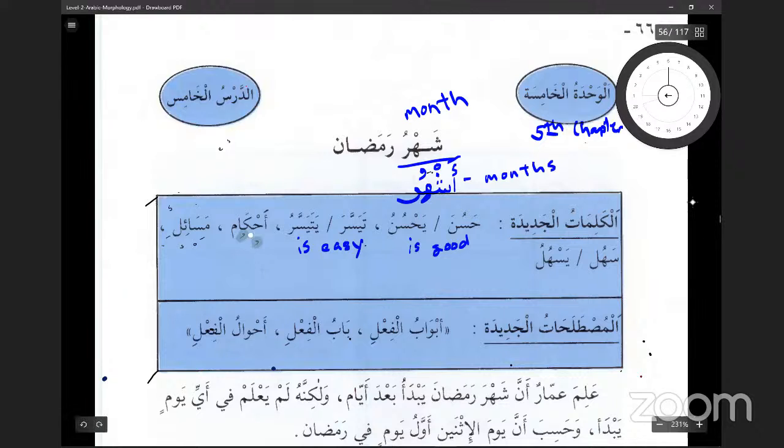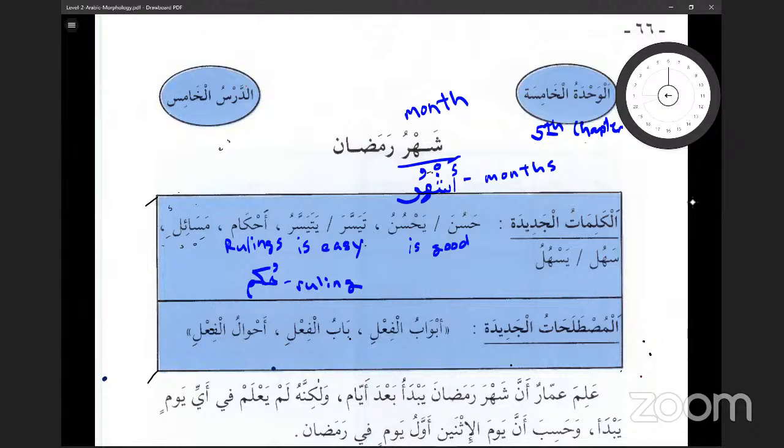Then we have here ahkam. Ahkam is a plural, which means, one of the meanings, the one in this text, is rulings. Its singular form, its mufrad, is hukm, which means ruling. So like if you ask an alim, what's the hukm on this? And then he'll tell you, is it halal, haram, and so on and so forth. A bunch of those together are called ahkam, rulings.